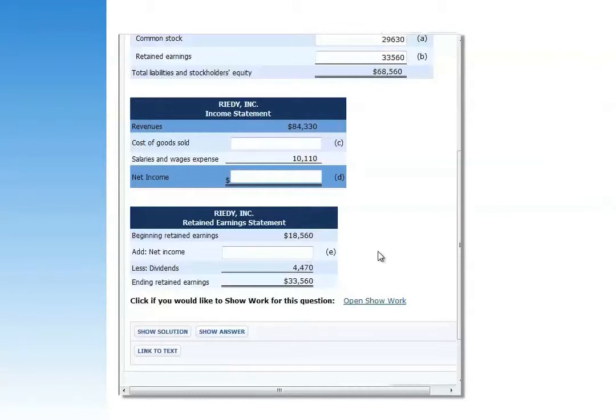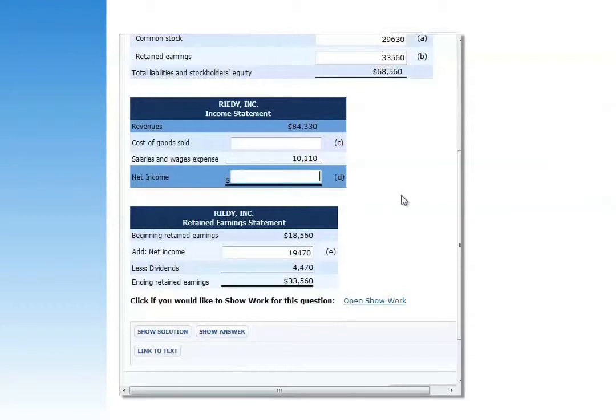So all we need to do is determine what amount will get us $33,560. So in solving for that, we determine that $19,470 is net income. And again, that would be beginning retained earnings of $18,560 plus $19,470 minus $4,470 gives us ending retained earnings of $33,560.